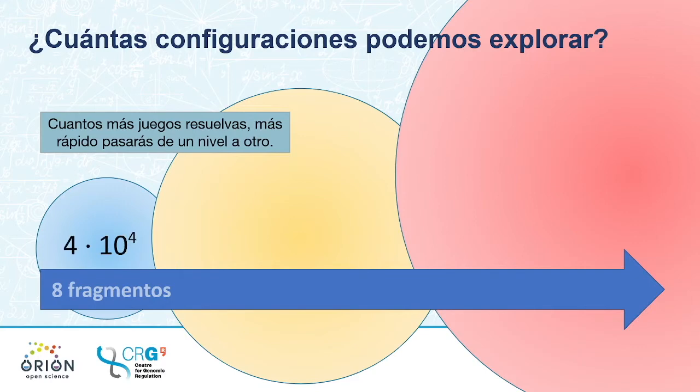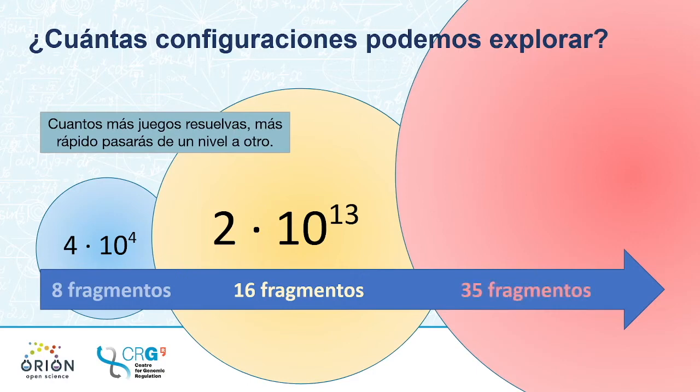In the intermediate level, the player will have to order 16 fragments, which correspond to 2 times 10 to the 13th configurations. In the difficult level, the player will have to rearrange 35 fragments, which correspond to about 10 to the 30th configurations. As you can see, the number of configurations that we can explore grows rapidly as the number of fragments increases. Therefore, we will have to adopt a strategy that allows an efficient search for the best solution.